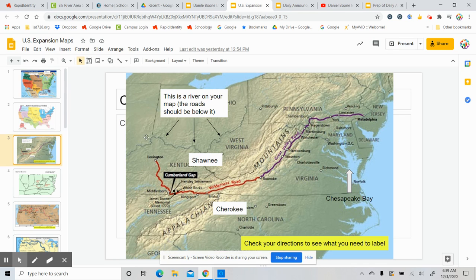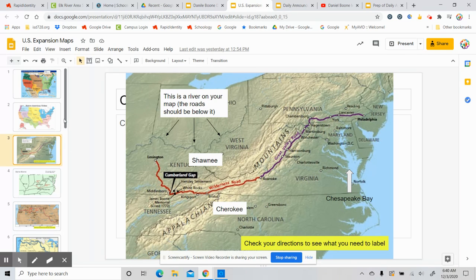This is the upper border of Kentucky, and it's a river, and it gives you a hint here. It says this is a river on your map. The roads should be below it. So the roads you're mapping here should be below that. So start above Chesapeake Bay, make a little curve. The border of Virginia is almost what you're following, almost. Then down here, stop where Kentucky and Virginia meet at a point right here, and then hook up just a little bit, but not past this border.